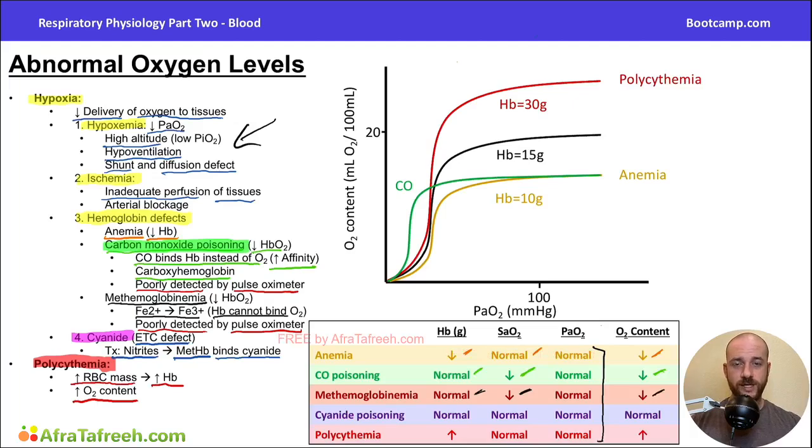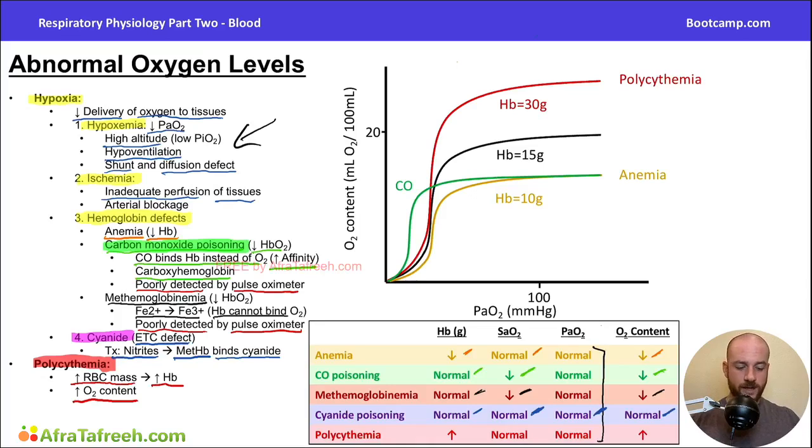For cyanide poisoning, remember that the defect was in the electron transport chain at the level of the body cells, and so it's going to pretty much leave the rest of the blood completely unaffected. And so the level of hemoglobin is going to be normal, the saturation of hemoglobin is going to be normal, the partial pressure of oxygen is going to be normal, and the oxygen content is going to be normal. It's just that those cells are going to have trouble using the oxygen because their mitochondria are poisoned.